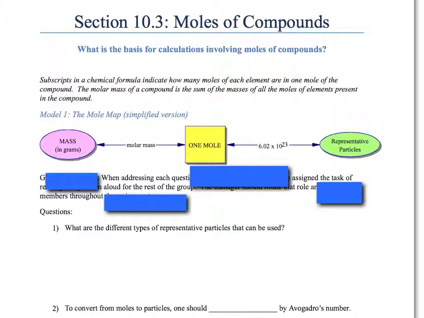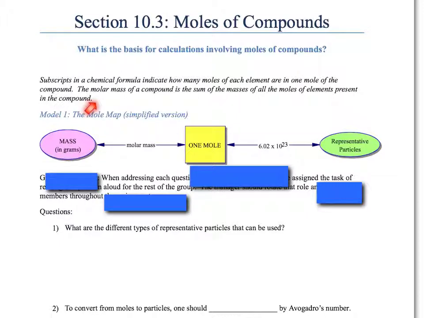In today's episode, we're going to talk about moles of compounds and the basis for calculations involving moles of compounds. So let's take a look at some introductory information here. Subscripts in a chemical formula indicate how many moles of each element are in 1 mole of the compound. The molar mass of a compound is the sum of the masses of all the moles of elements present in the compound. So those are a couple important definitions.